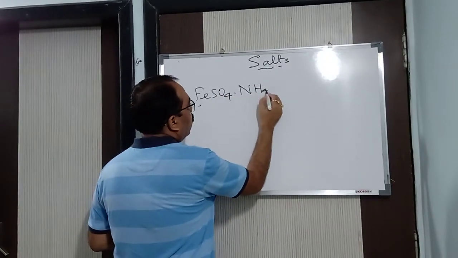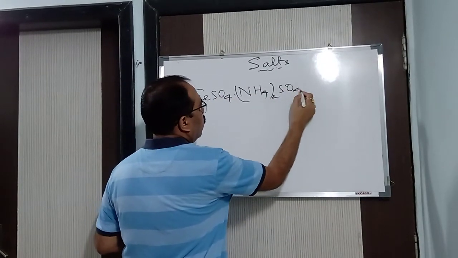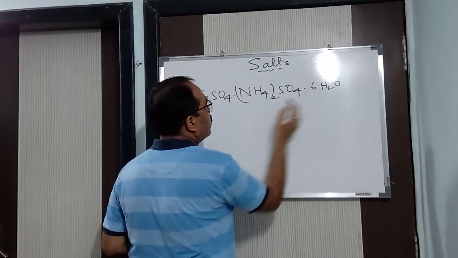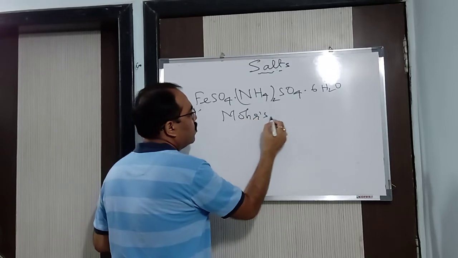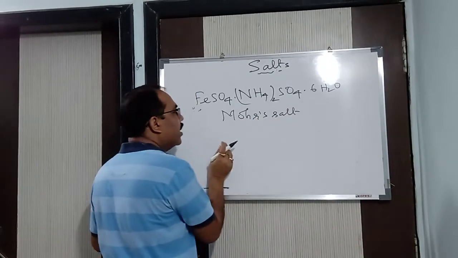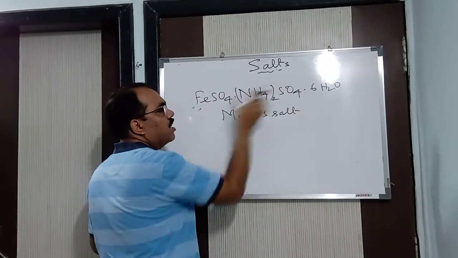(NH4)2SO4·6H2O. What is the name of the salt? It is known as Mohr salt, M-O-H-R apostrophe S, Mohr salt. Or you can say ferrous ammonium sulfate.